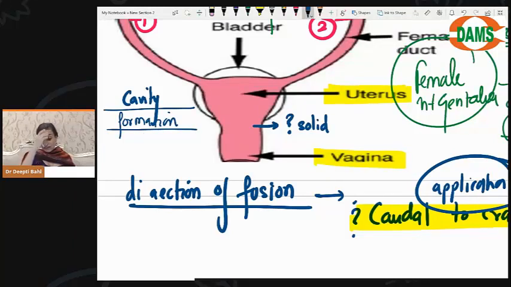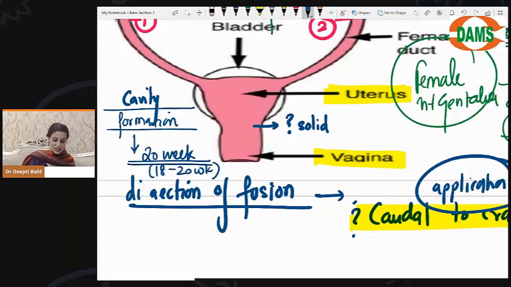The cavity formation happens at 20 weeks. So by 20 weeks, the range is 18 to 20. The single best answer is 18 to 20 weeks. So the cavity formation in the uterus, in the cervix, in the vagina will happen later. It will happen at 18 to 20 weeks. So this is uterus, cervix, and vagina. This is when the cavity formation will happen, and it will happen by dissolution of the solid structure inside. So the solid structure inside is going to dissolve to form the cavity.